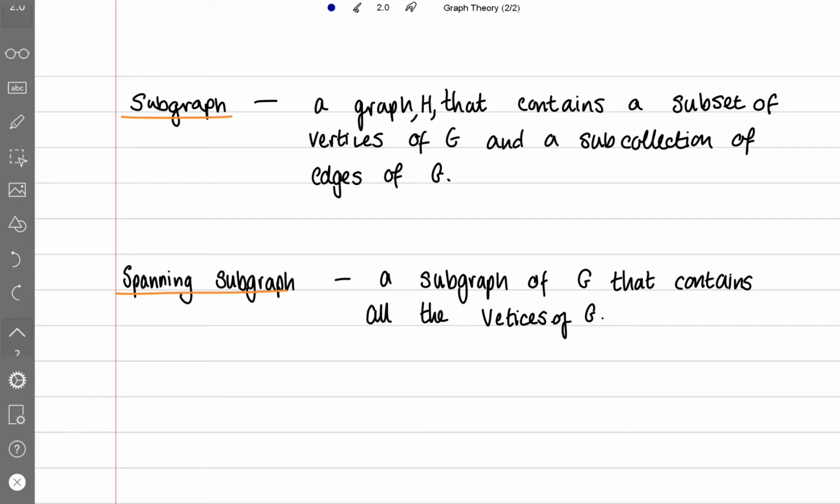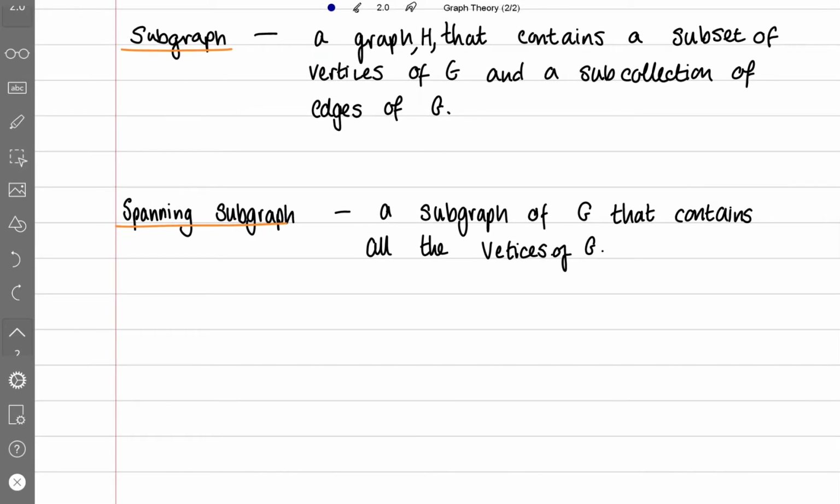Today we're going to look at subgraphs and degrees of vertices in graph theory. So we'll start off with a definition of subgraphs. A subgraph is, say we take a graph H, it has a subset of vertices of G and a subcollection of edges of G. When we write this out, this would be H is a subgraph of G. We'll do an example further down to demonstrate this.